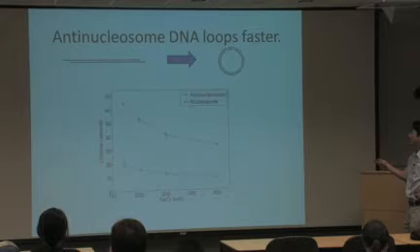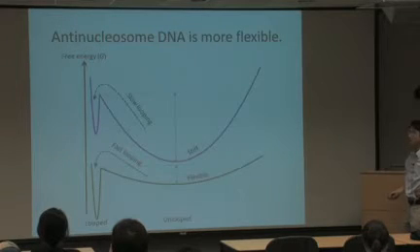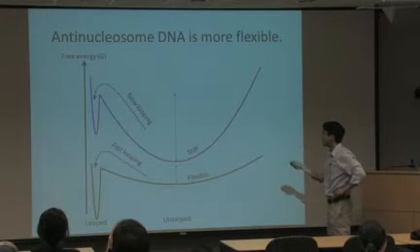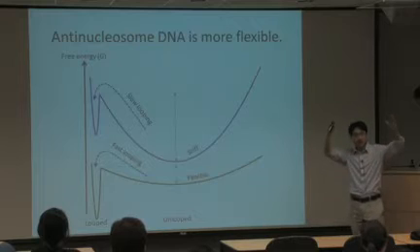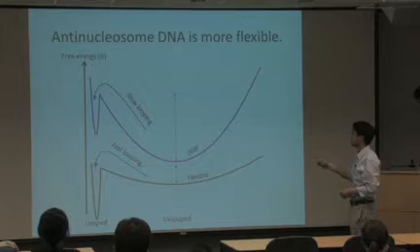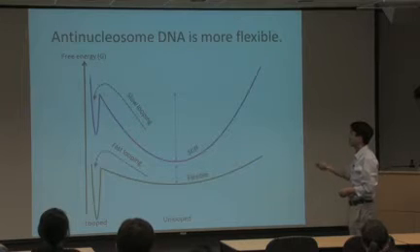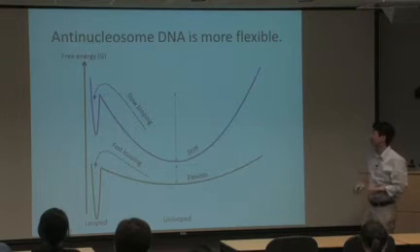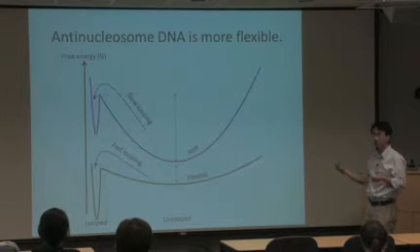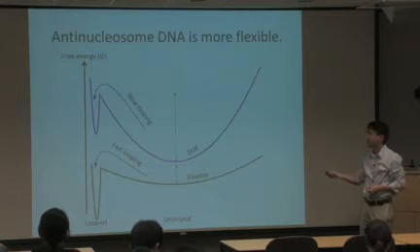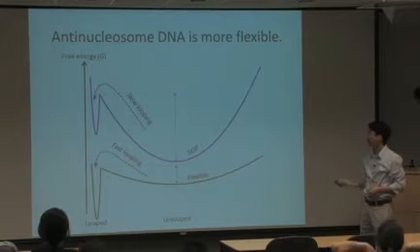Well, we can say that the antinucleosome DNA is more flexible, okay? And this is a complicated way of saying that. If you have a stiff molecule, you basically have a very, very curved harmonic potential, right? So you have this steep slope, which raises the energy barrier that you need to overcome to get into the loop state. And remember, the loop state is stabilized by the base pairing interaction, so that gives you another harmonic potential energy well here, right?